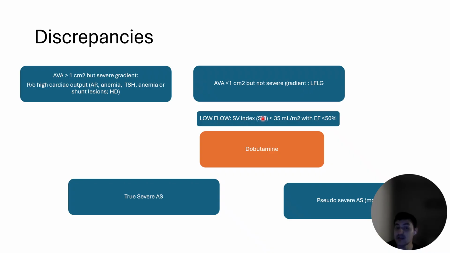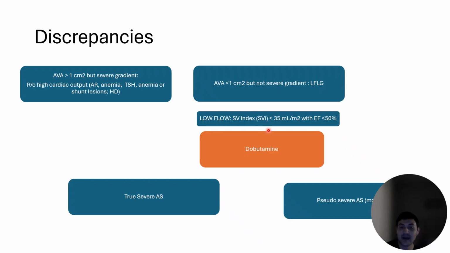Low flow is defined by the stroke volume index. We know how to calculate stroke volume. It is calculated from the diameter of the LVOT. From that diameter, I get the area: how do you calculate it? Diameter squared times 0.785, times the VTI. And then I index for the body surface area.